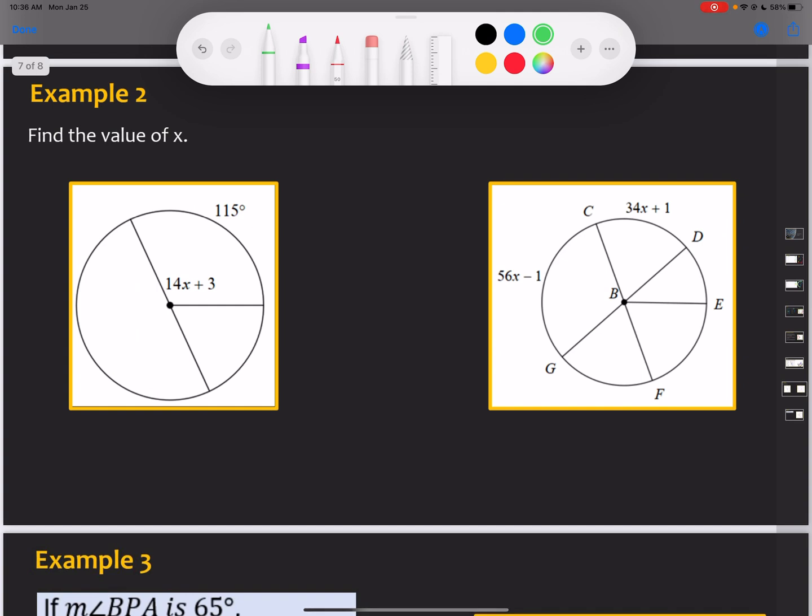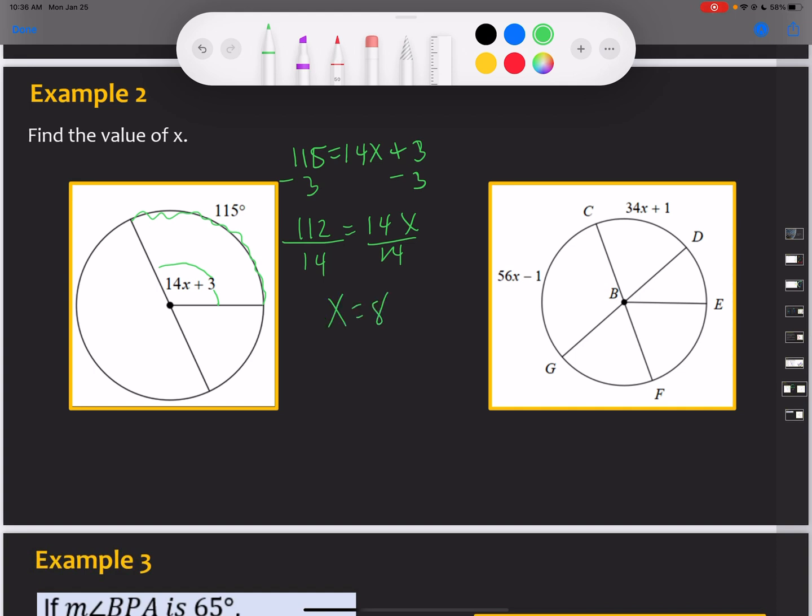Now we got some examples of some central angles, kind of some algebraic problems that you're going to have to be able to do. So if we want to find the value of x, this angle is going to be equal to this intercepted arc. So that means I can just set those two measures equal to each other. Subtract 3 over. So 112 equals 14x. Divide by 14. 112 divided by 14 is 8.